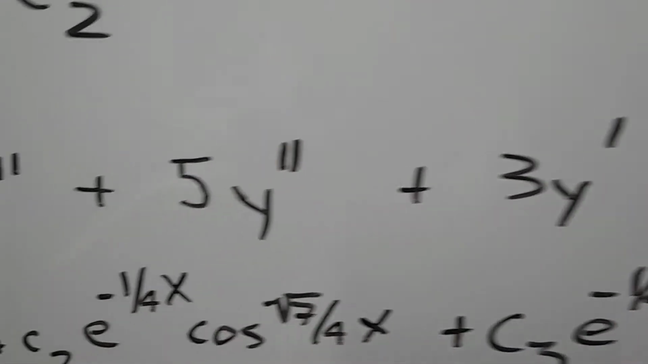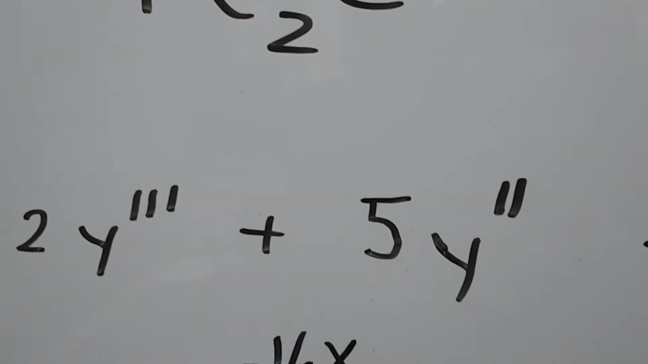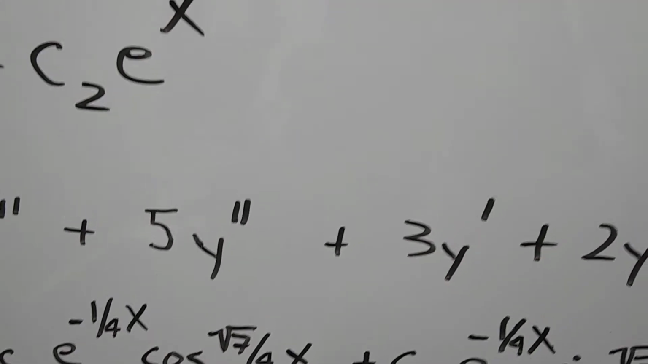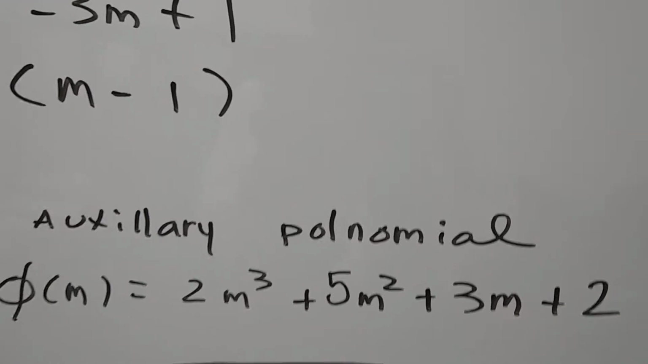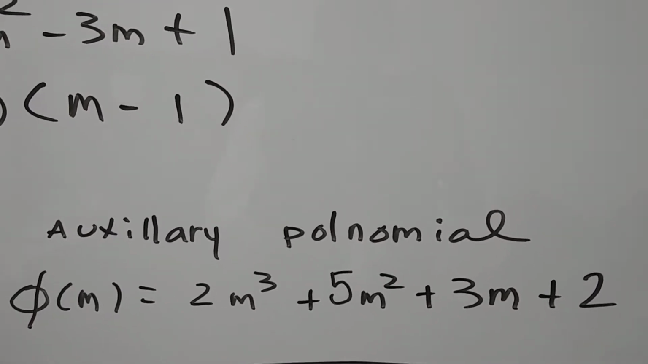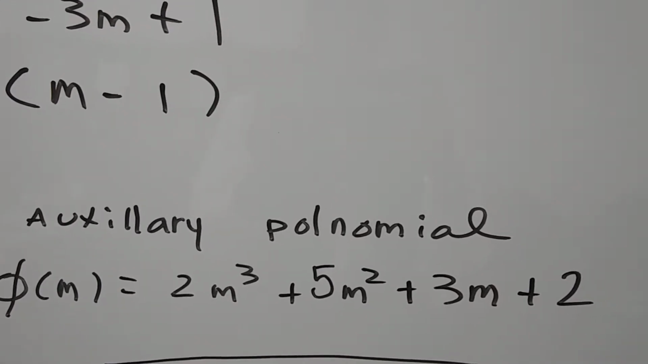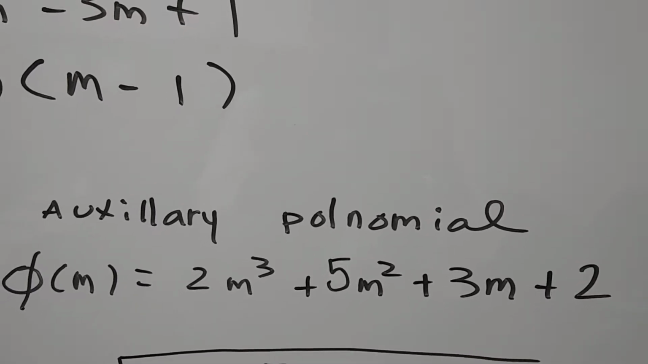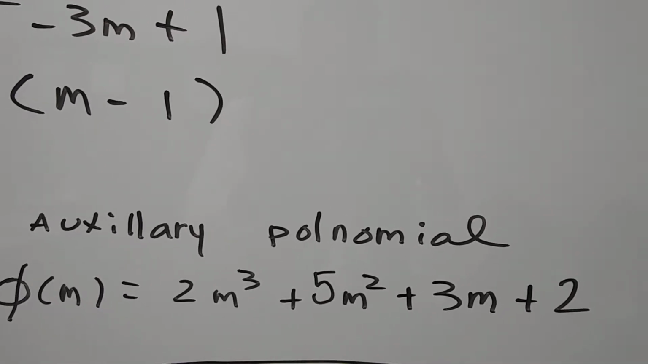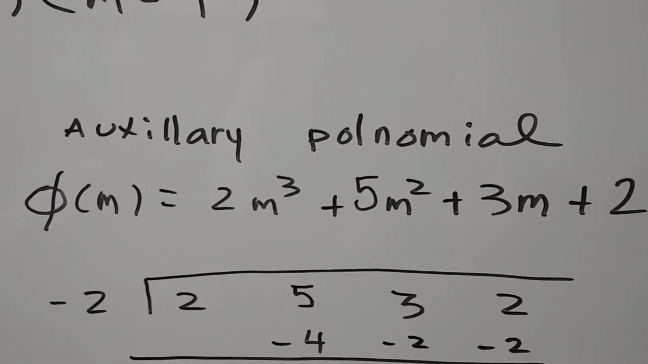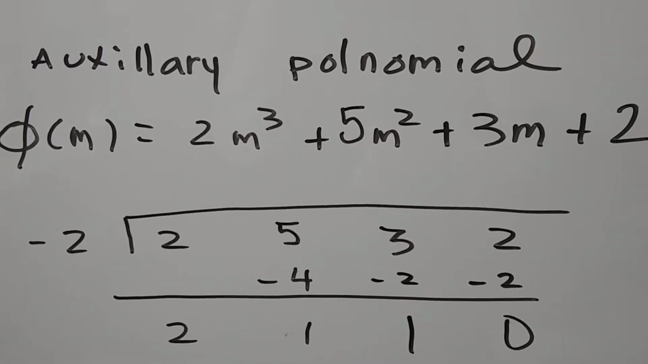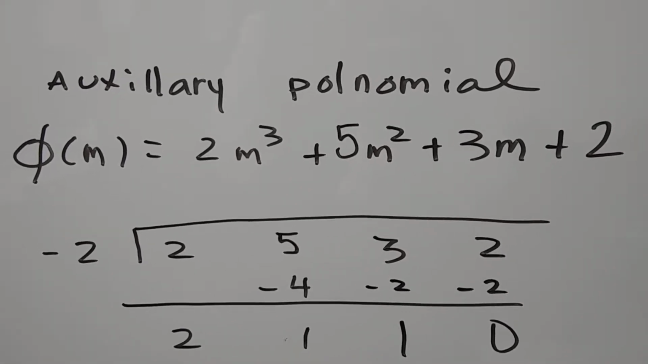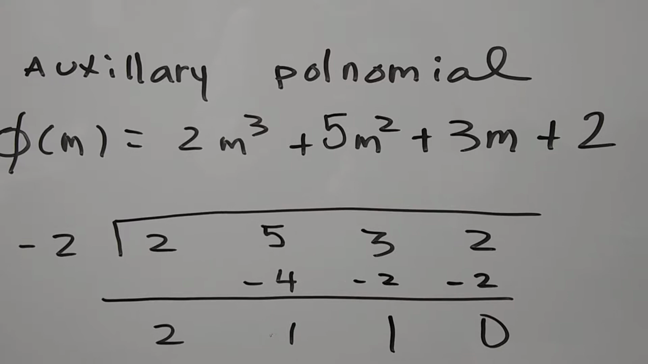Now let's up the ante and look at 2y triple prime plus y double prime plus 3y prime plus 2y equal to 0. The auxiliary polynomial is enormous. Its phi of m is 2m cubed plus m squared plus m plus 2. Well, you can't factor a cubic right offhand, so you're going to have to use synthetic division. That's just by the rational root theorem, try -2. I'm just taking ratios of the constant term over the leading coefficient.